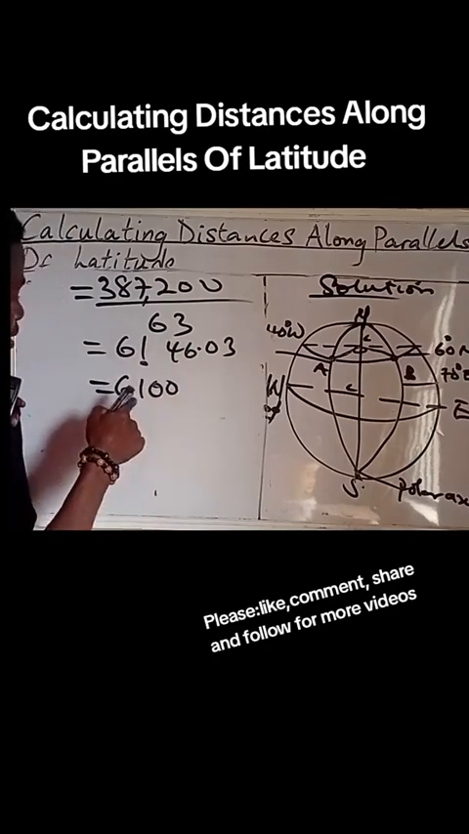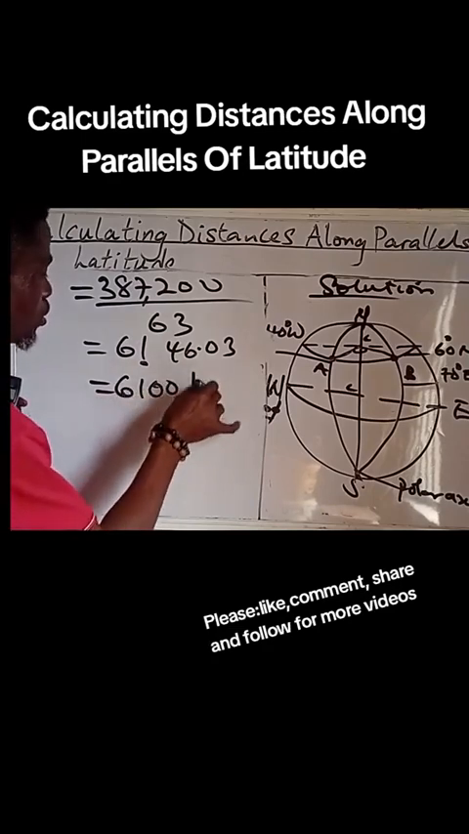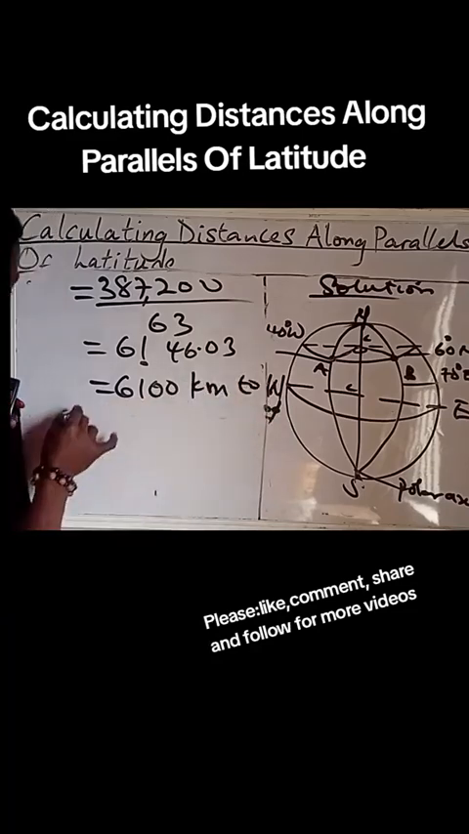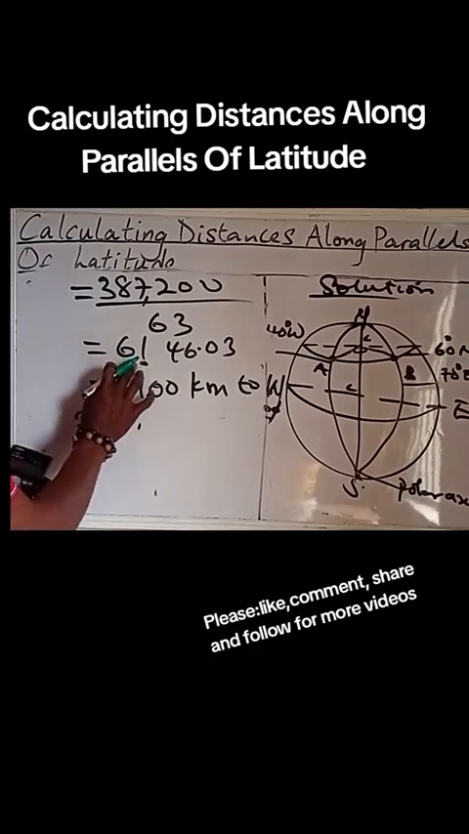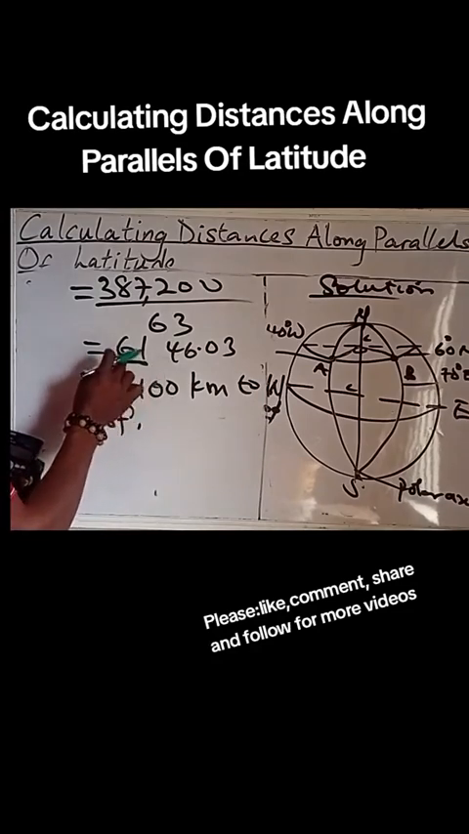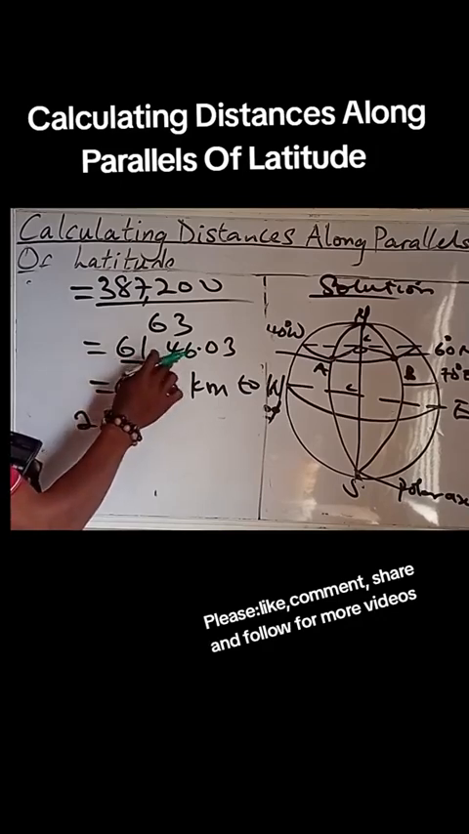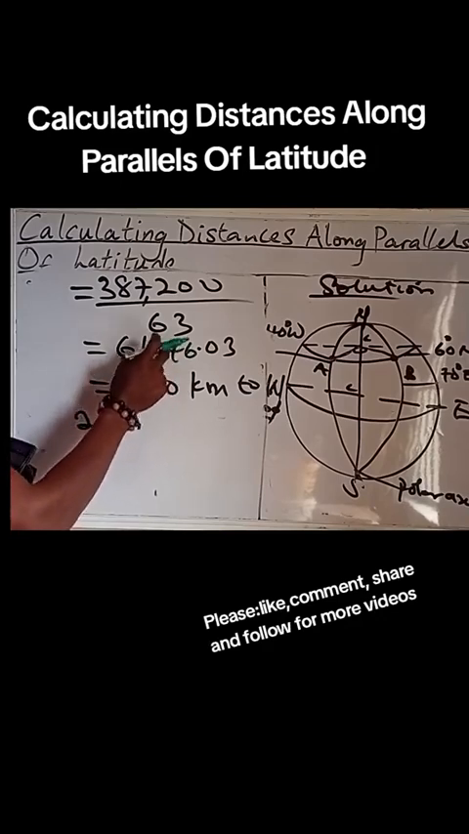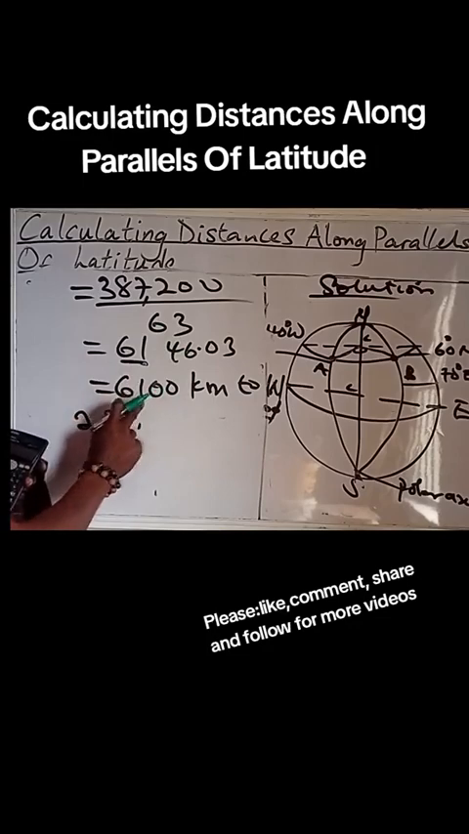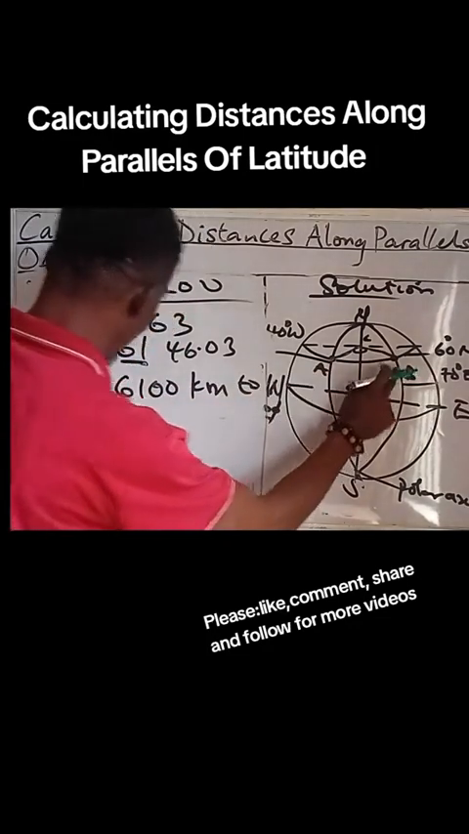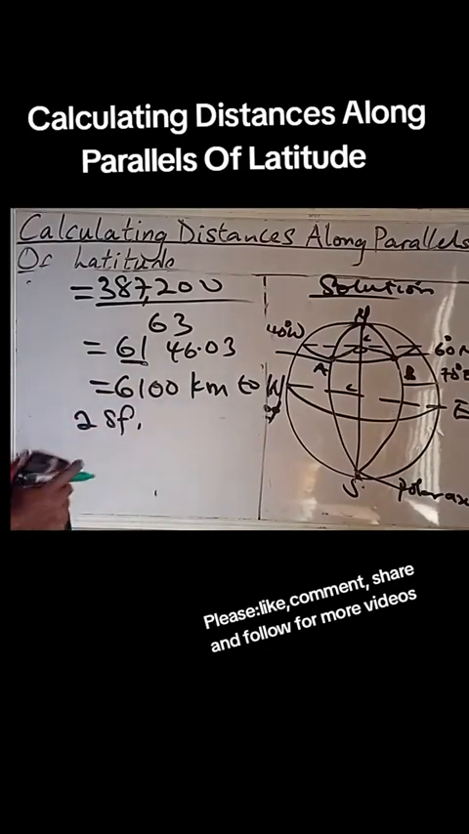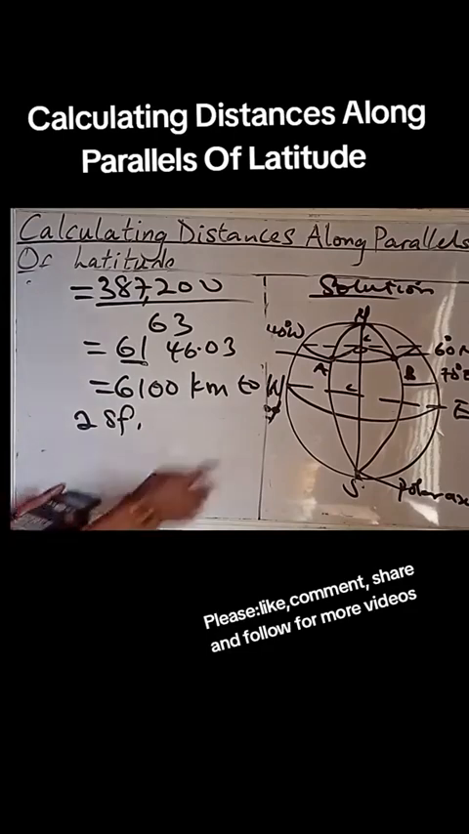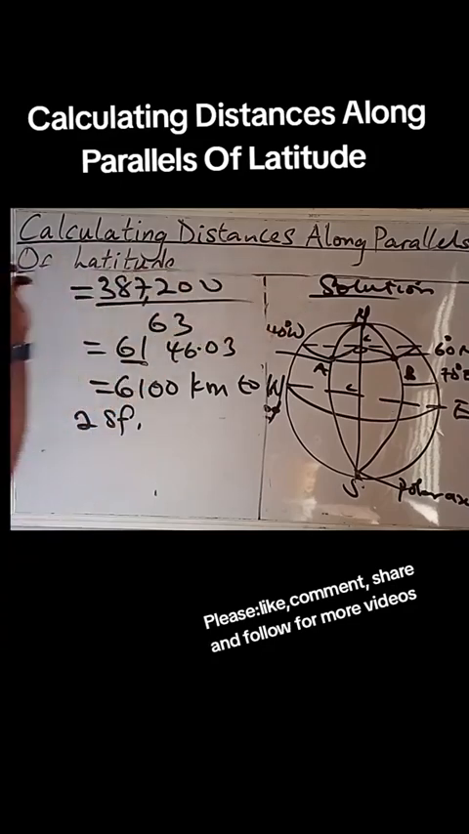So we have 6,100 kilometers to 2 significant figures. We have to leave it to 2 significant figures, so we consider the second digit. This one is a rounding down number, so if you add 0 to this one, it gives this. So the distance between A and B is 6,100 kilometers. Are you getting it? That is how to calculate the distance along the parallel of latitude.